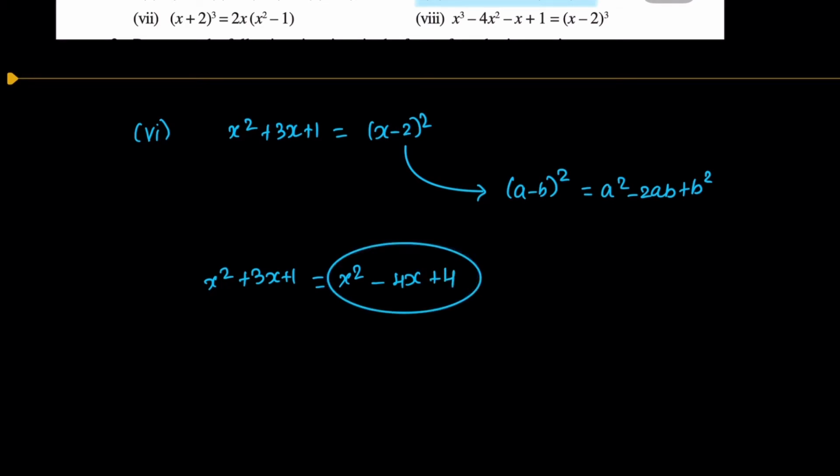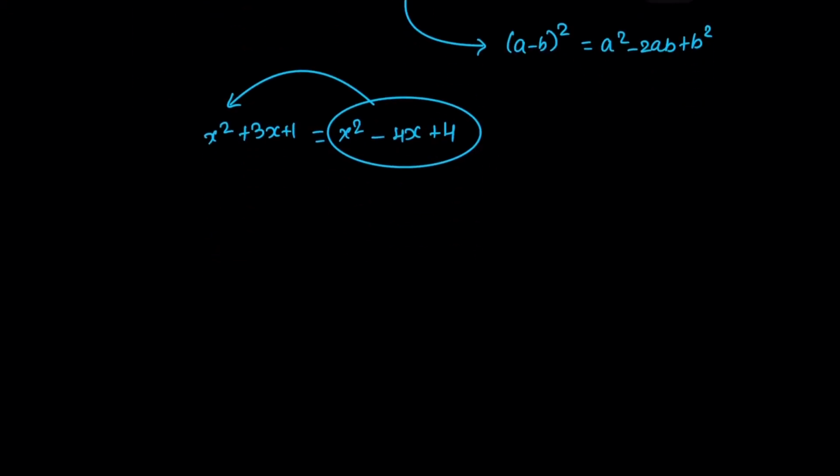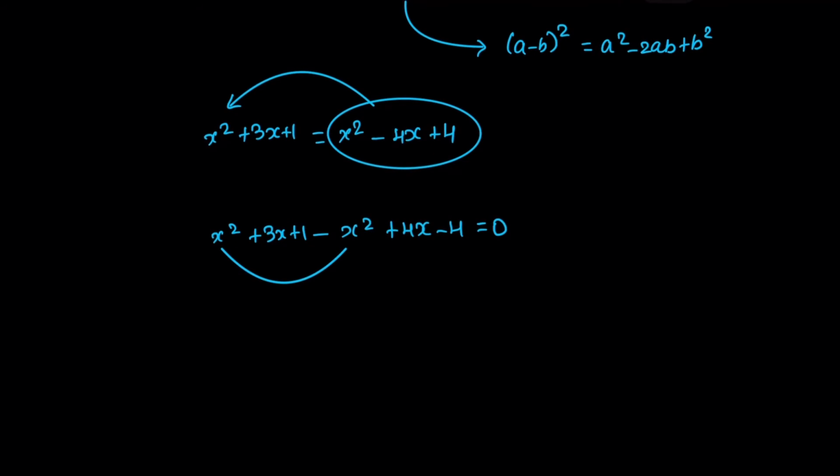Now moving to the left side. x square plus 3x plus 1 minus x square minus 4x is moving to the left, it becomes plus 4x then minus 4 is equal to 0. So now combine the like terms. So 1 minus 1 is equal to 0. There is no x square term. And 3 plus 4 is 7, so 7x. Then 1 minus 4 is minus 3. So 7x minus 3 is the final part.